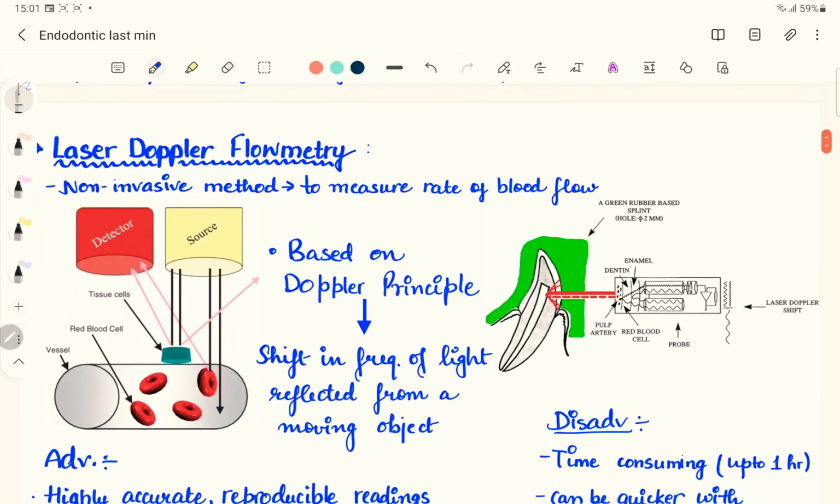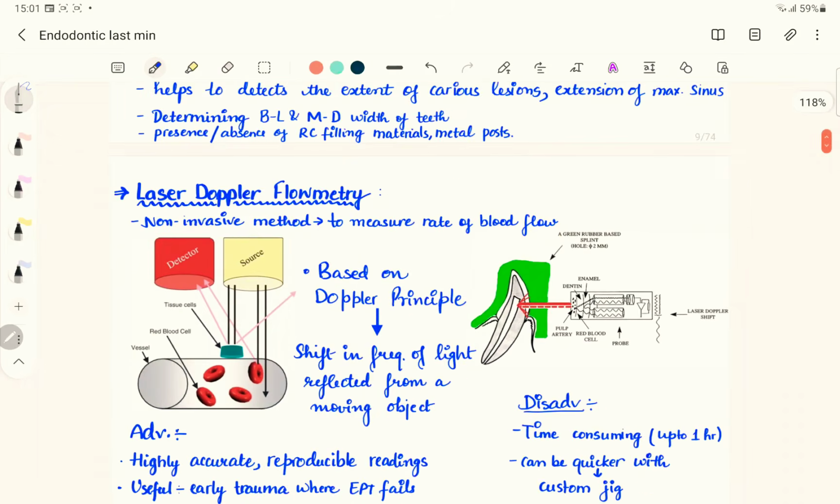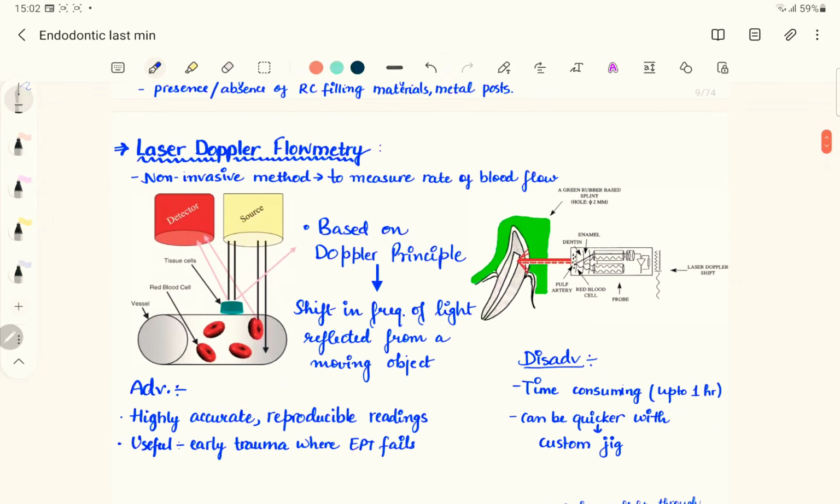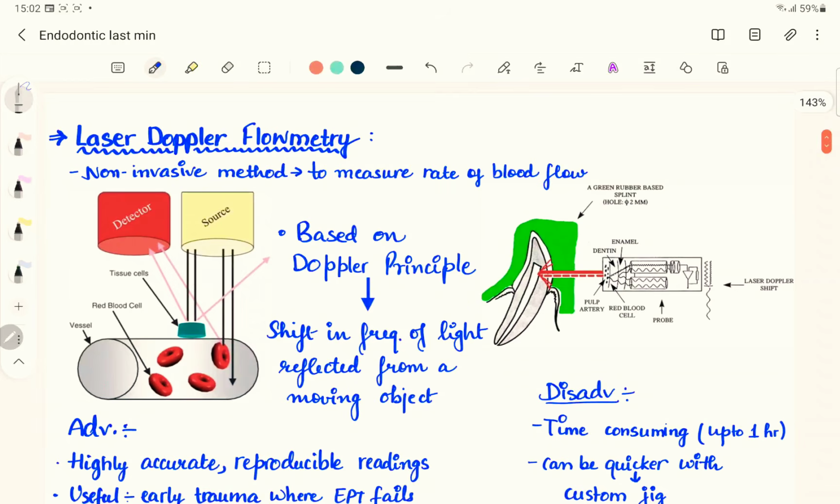Coming to the laser Doppler flowmetry. Now guys, there are two true vitality tests. Only two true vitality tests, laser Doppler flowmetry and the pulse oximeter. You have to remember that. All the rest, the traditional vitality tests, are not a true indicator of pulp vitality. So the true indicators of pulp vitality are laser Doppler flowmetry as well as pulse oximeter.